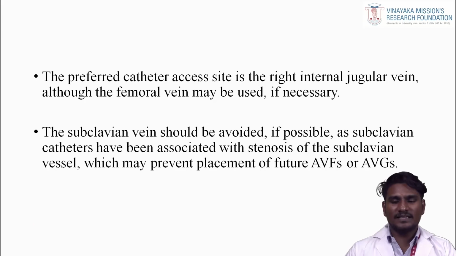The preferred catheter access is the right internal jugular vein, although the femoral vein may be used if necessary. The subclavian vein should be avoided if possible, as subclavian catheters have been associated with stenosis of the subclavian vessels, which may prevent placement of future AVFs or AVGs.